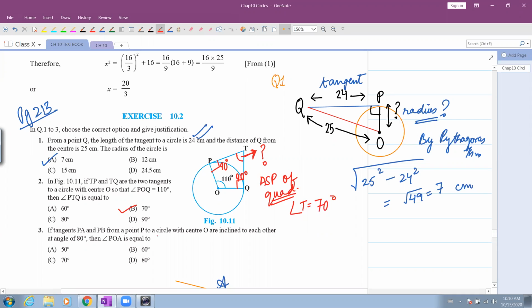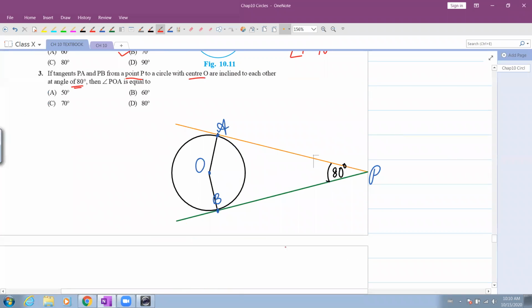Third question. Tangents PA and PB are drawn from point P to a circle again. From an external point, two tangents are drawn to the circle. The center of the circle is O. The tangents are inclined to each other at an angle of 80 degrees. You have to find out angle POA. So first of all, you need to draw the figure because it is not given. And without the figure, you will not be able to identify where angle POA is.